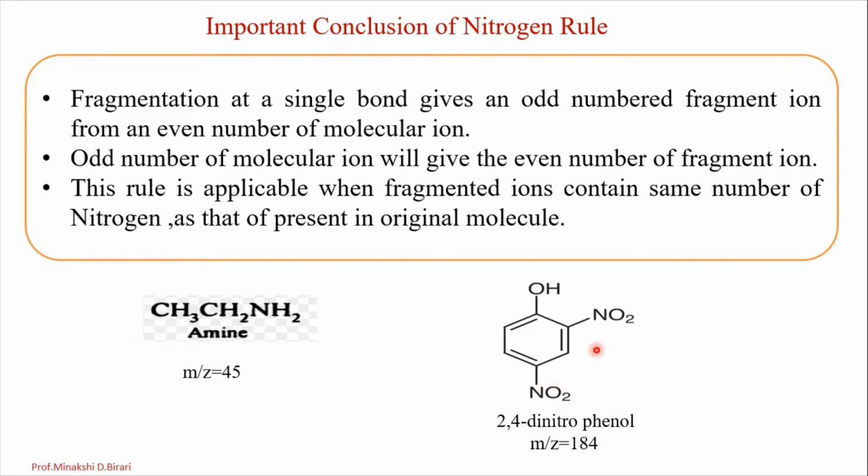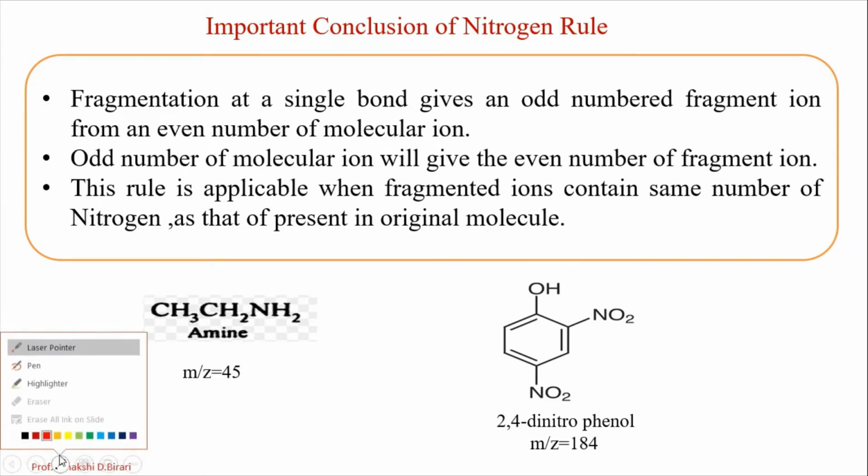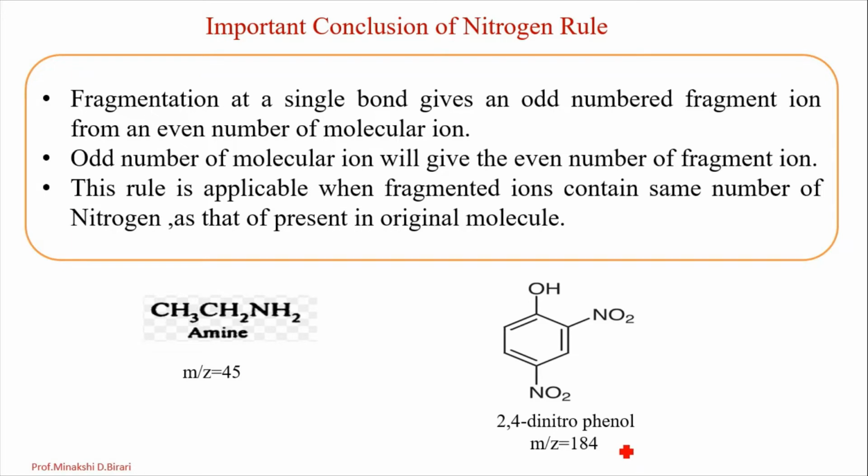So here there are two nitrogens, and the molecular ion peak is also observed at 184, which is also even. The number of nitrogens present in this example is 2, and this value is also even.